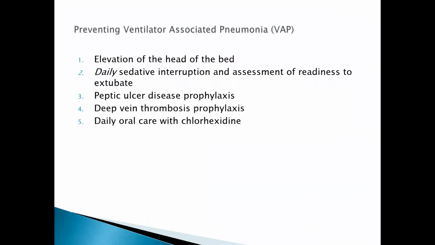The test can be a little tricky, just with things like daily, weekly, so that's something to notice. One of those trigger words to look at. Peptic ulcer disease prophylaxis, DVT prophylaxis, daily oral care with chlorhexidine.